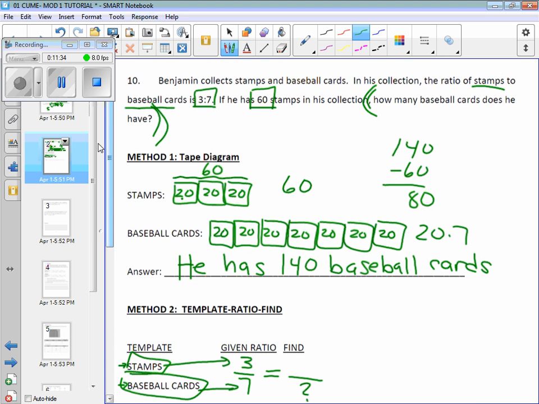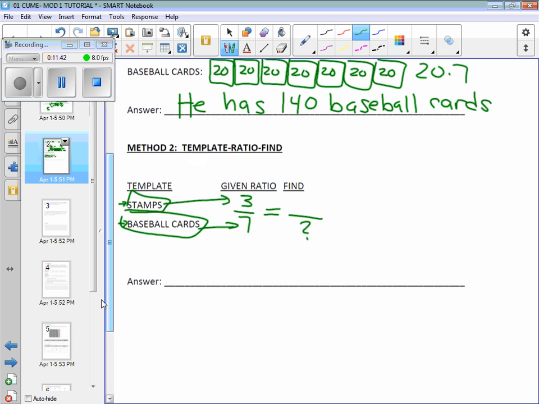Now we go back and say, okay, they've given us that last piece of the puzzle, which is 60 what? 60 stamps. That's going here. Why here? Because we've established that in our template. Anything pertaining to stamps is at the bottom. Anything having to do with baseball cards, I'm sorry, stamps is the top. Baseball cards is the bottom.